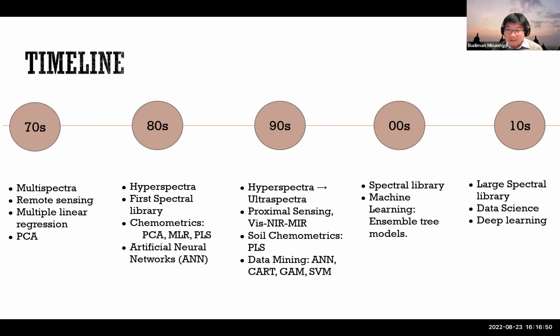And in the 2000s, people started to collect lots of spectra. We want to build a spectral soil library, and we're trying different machine learning models. And now we have a larger spectral library, and we want to explore techniques used in data science for big data, such as deep learning.